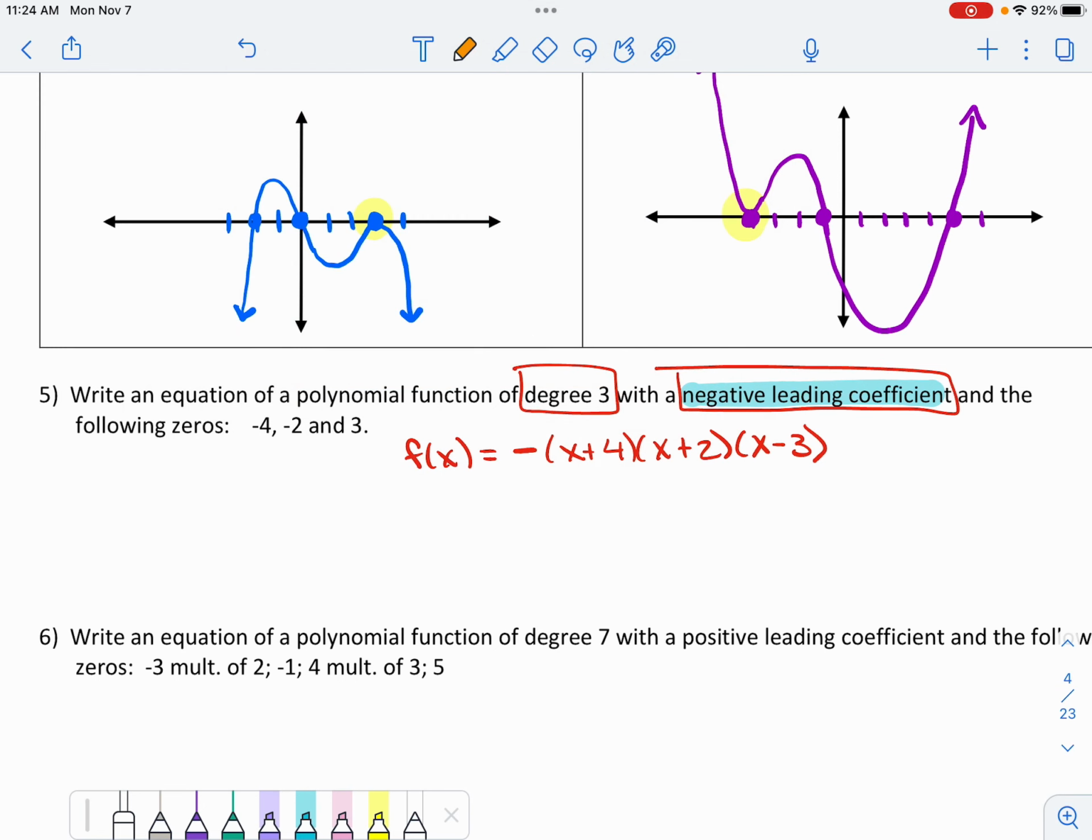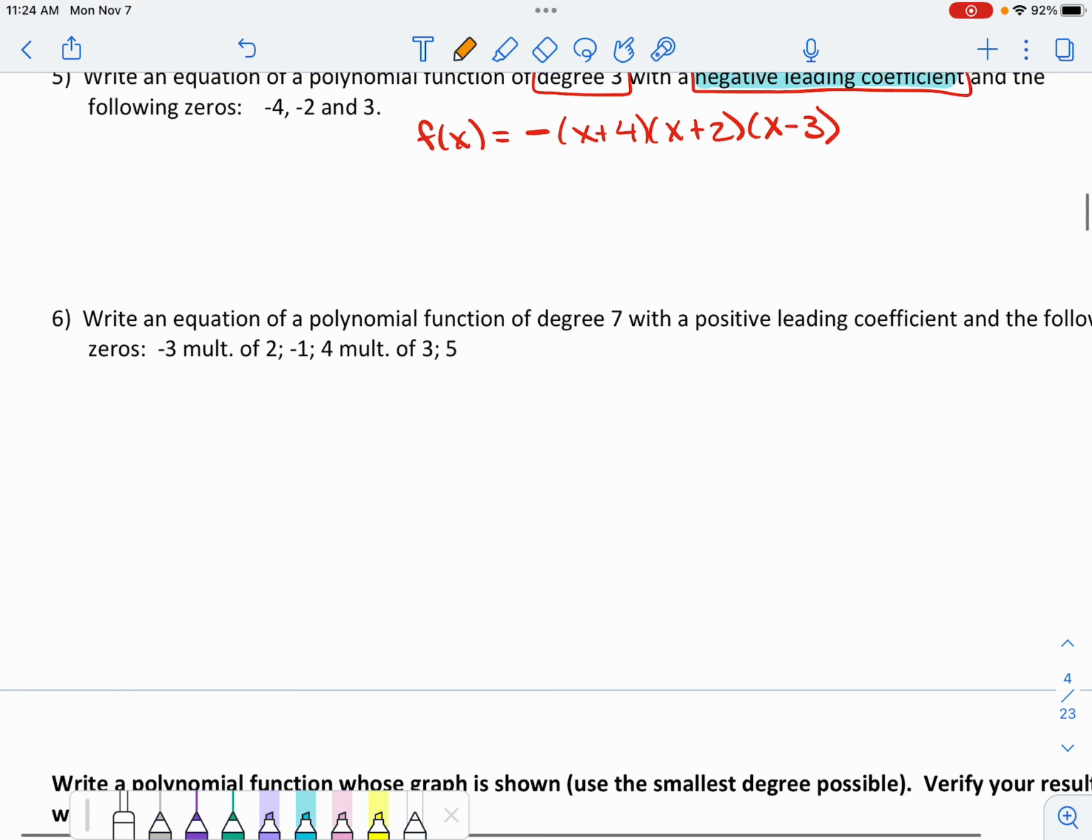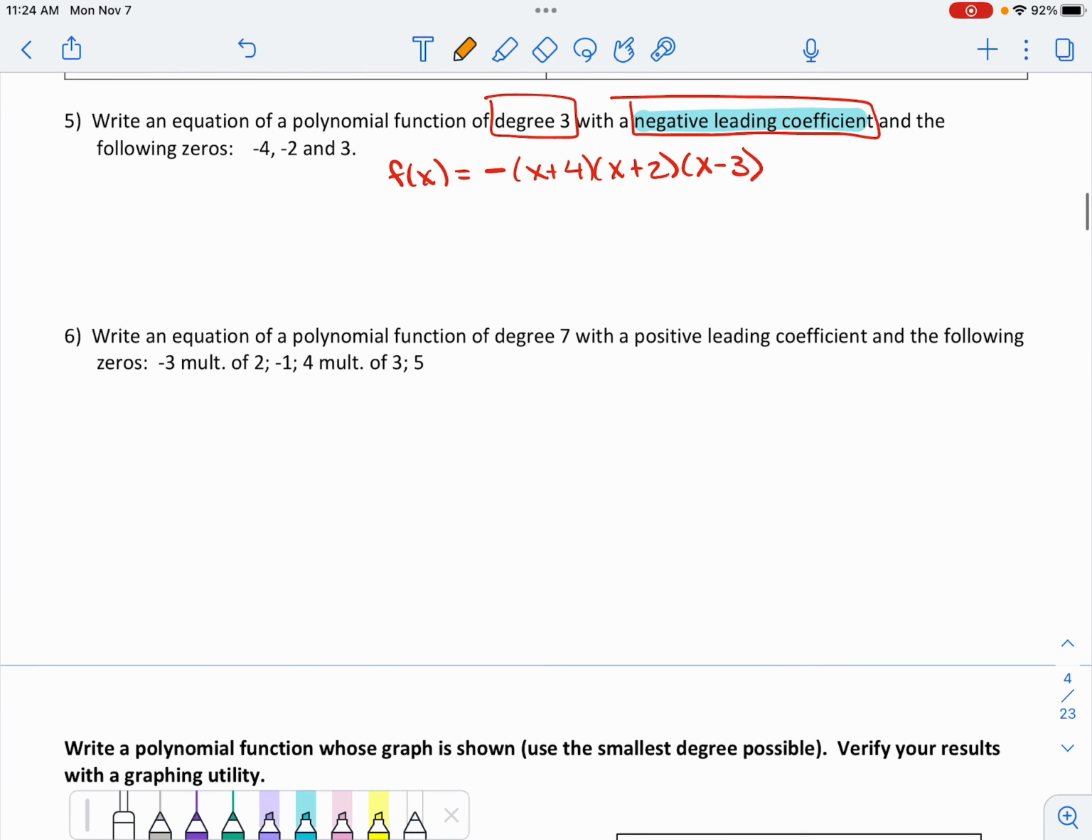For the next one, similar, we've got an equation of a polynomial function of degree 7 with a positive leading coefficient and the following zeros. So we're going to set f of x equal, leaving a space in case we need a coefficient. My zeros are negative 3, so x plus 3, with a multiplicity of 2, so squared. Negative 1 doesn't have a multiplicity associated with it, so we just leave it to the first power.